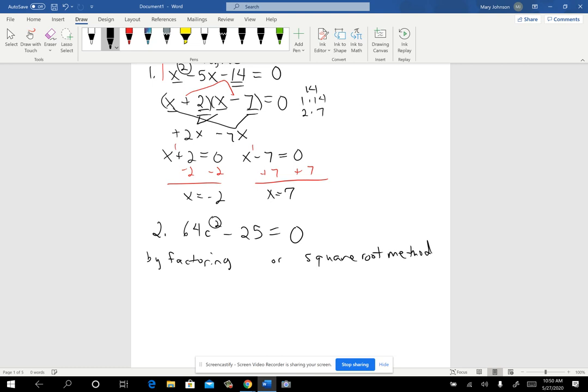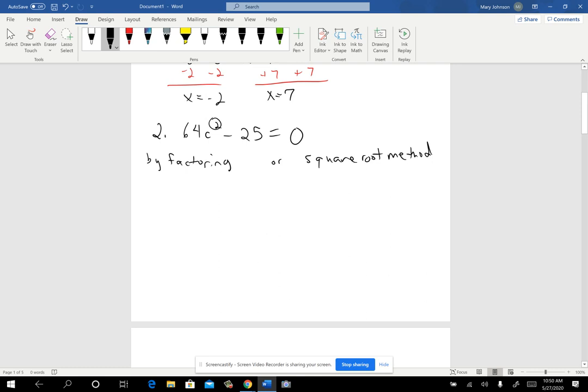I would not solve this one using the quadratic formula. If I'm going to solve it by factoring, I would take the 64c squared minus 25, and I would think about it as an 8c and an 8c, a 5 and a 5, with a plus on one of them and a minus on the other. All right, then I would set those factors.